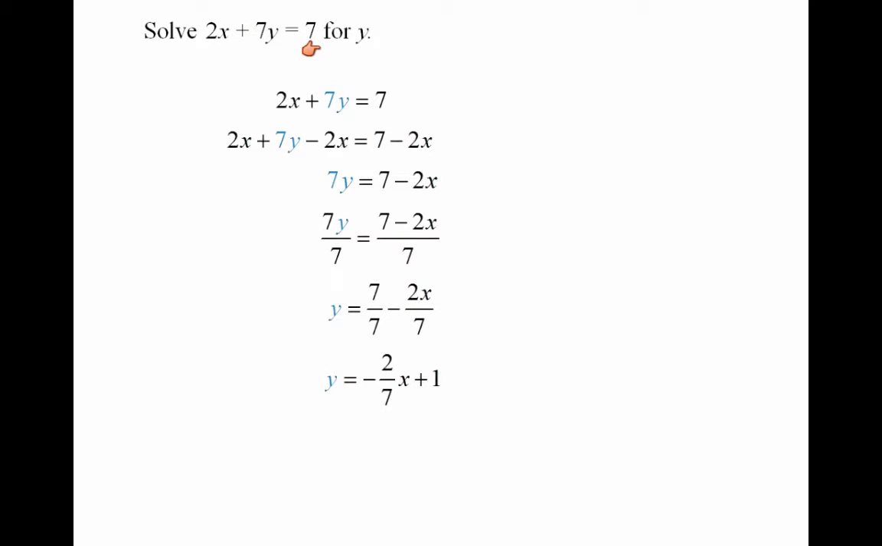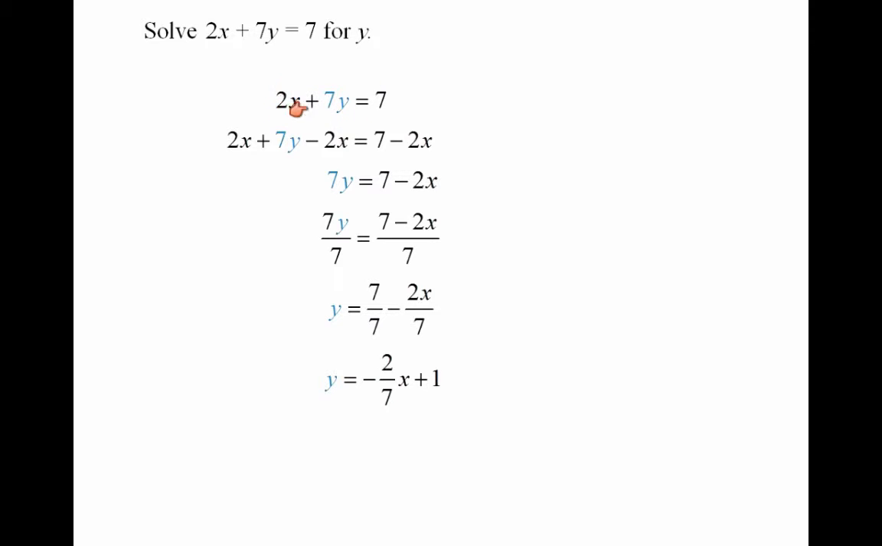Solve 2x plus 7y is equal to 7 for y. Here we have an equation in terms of x and y. We need to solve for y. Actually, we're going to do this quite a bit to find the slope later. When we have an equation like this and I solve for y, I get it into this form: y is equal to mx plus b. Later we're going to see that. But in this problem here, we're just going to solve this for y.